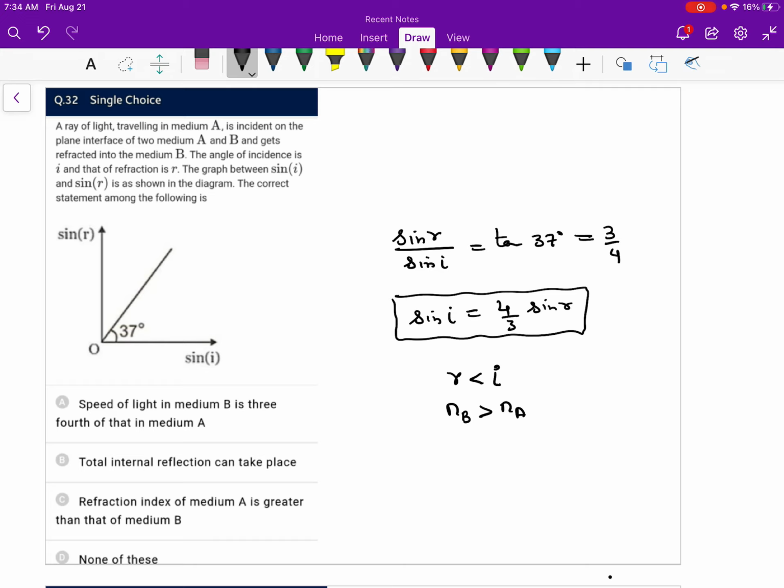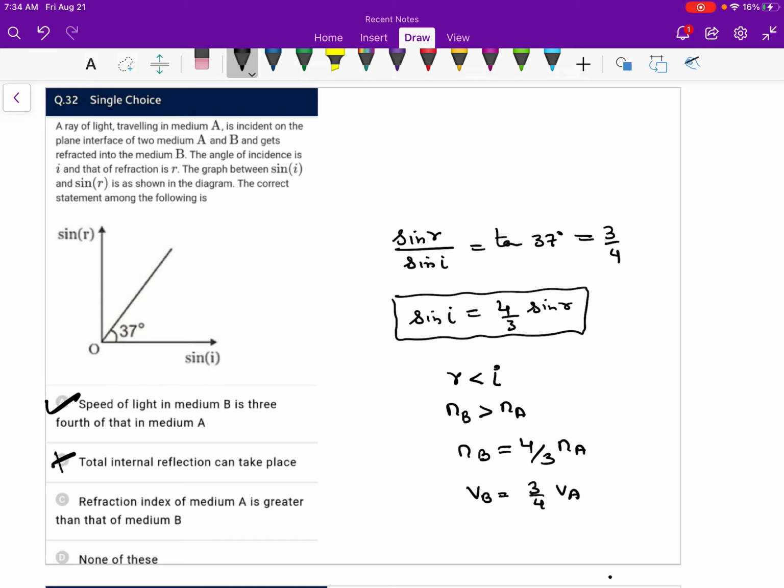Speed of light in medium B is 3/4. Yes, NB is sin I upon sin R. So NB is 4 by 3. Okay, NB is 4 by 3 times NA. From the above equation it is clear. So VB is 3 by 4 VA. So speed of light in medium B is 3/4 of that in medium A.